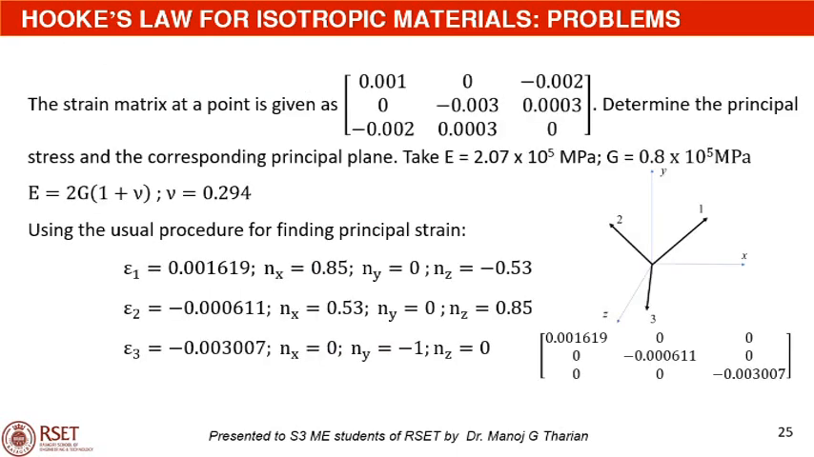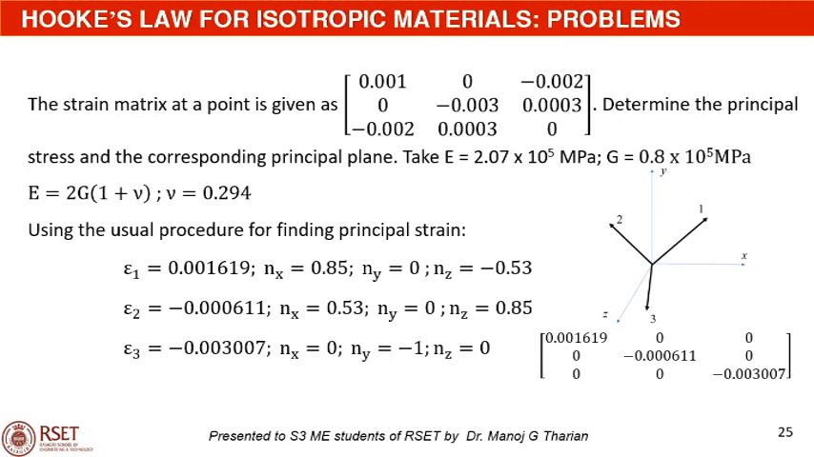The previous problem can be solved also using the following method. First, we find out the Poisson's ratio using the relationship E is equal to 2G into (1 plus mu). Once we get the Poisson's ratio, for the given strain matrix, we will find out the principal strains epsilon 1, epsilon 2, and epsilon 3 using the usual procedure for finding the principal strain. Also, we find the direction cosines of the principal planes.